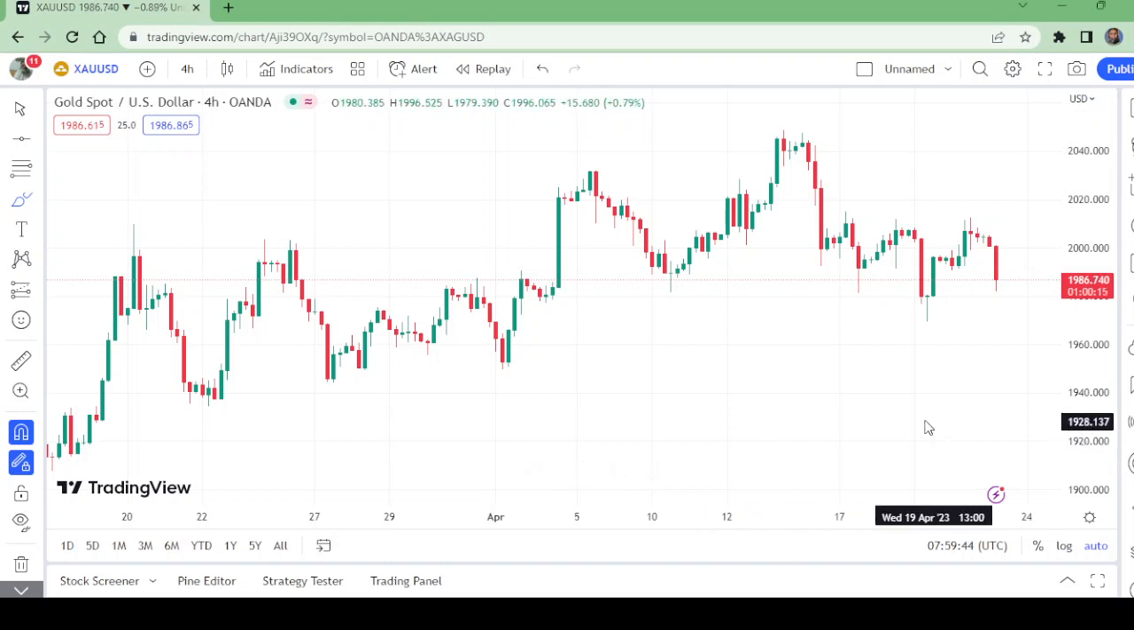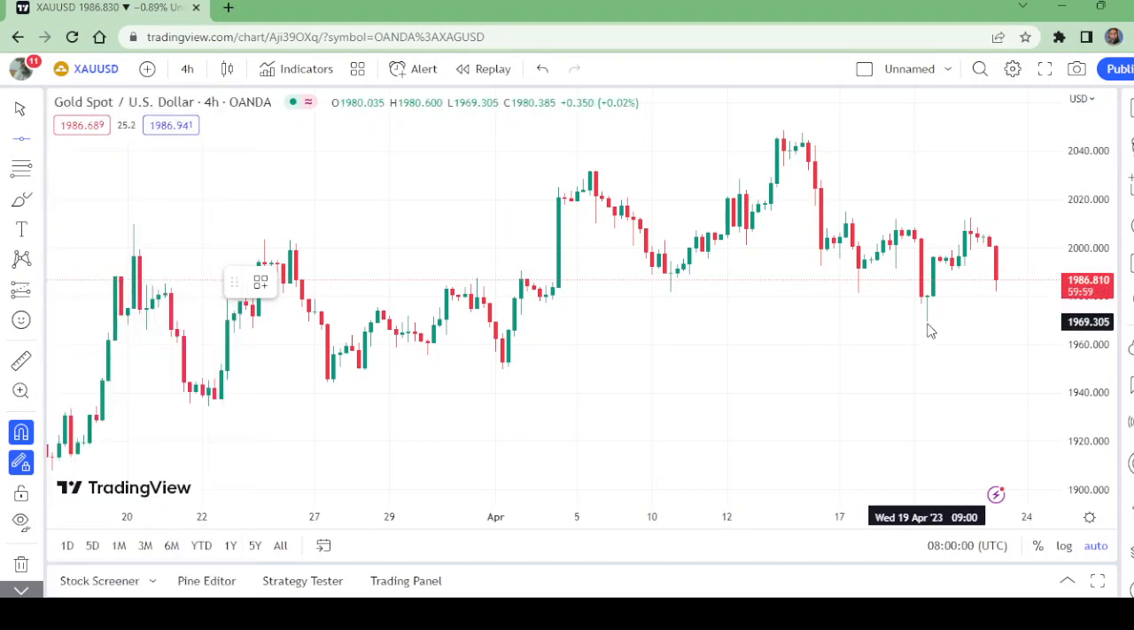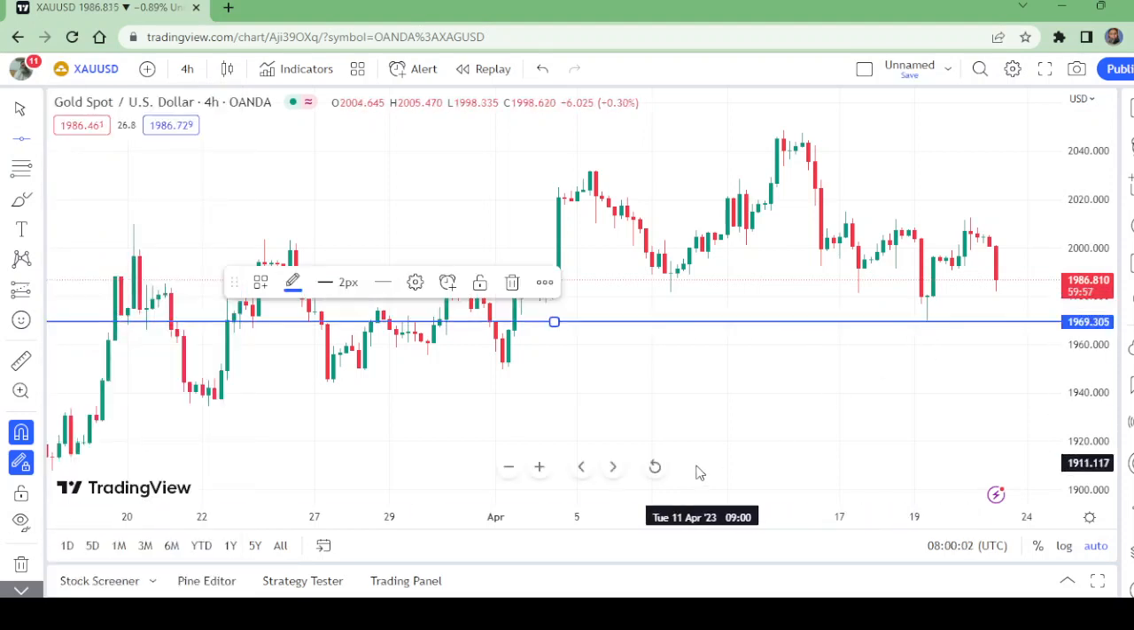This is the 4-hour time frame chart of gold. Now gold is in an upward trend, and it is expected that after retesting this level it is going to go upward. It has retested 1969, and this is the head and it has two shoulders. Now let me show you.